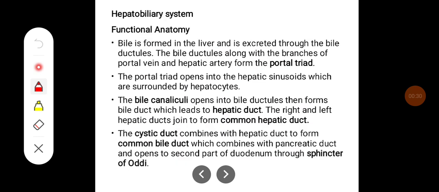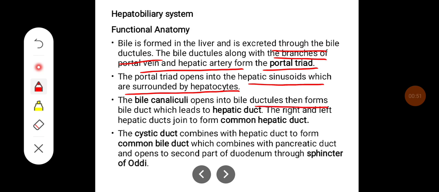Hepatobiliary system. Bile is formed in the liver and excreted through the bile ductules. The bile ductules, along with branches of portal vein and hepatic artery, form portal triad. The portal triad opens into hepatic sinusoids and are surrounded by hepatocytes. The bile canaliculi open into bile ductules, then form bile duct, which leads to hepatic duct.